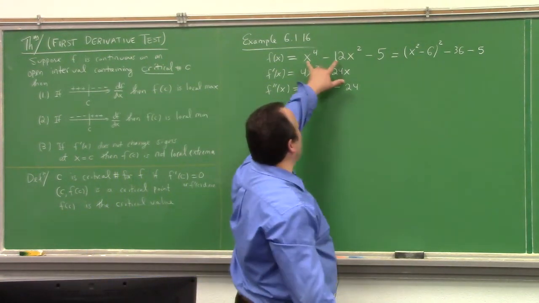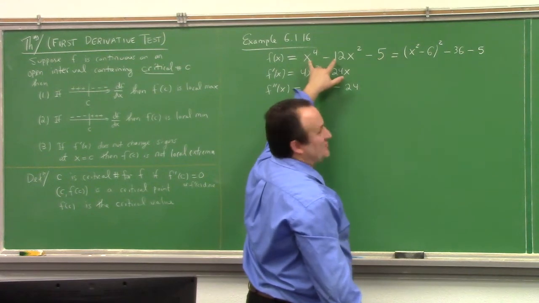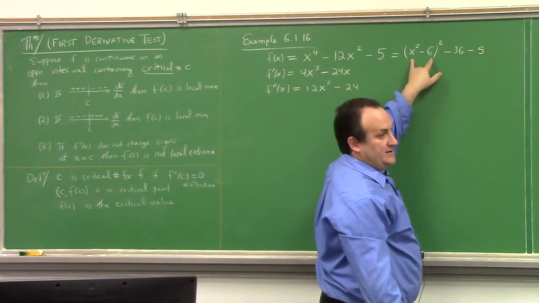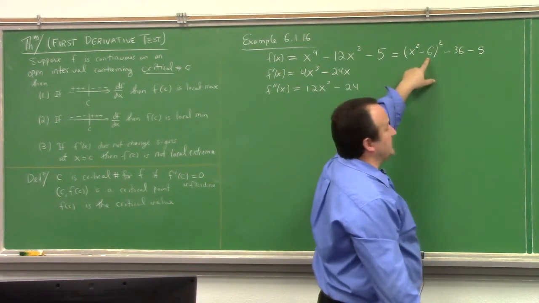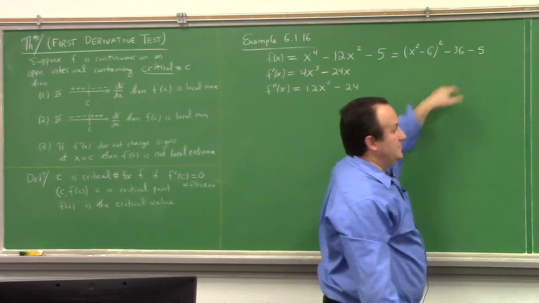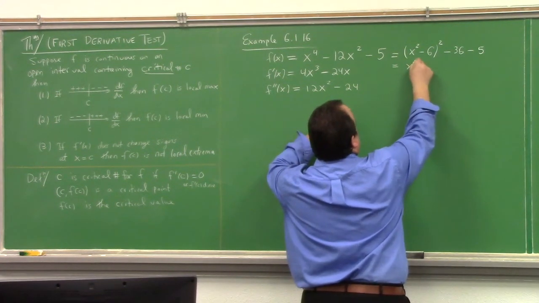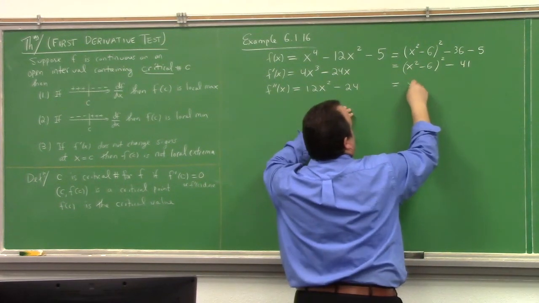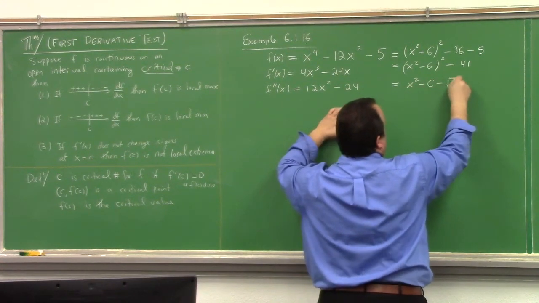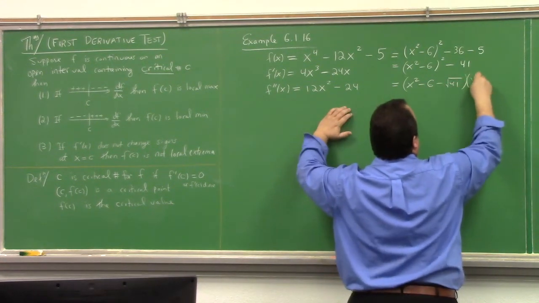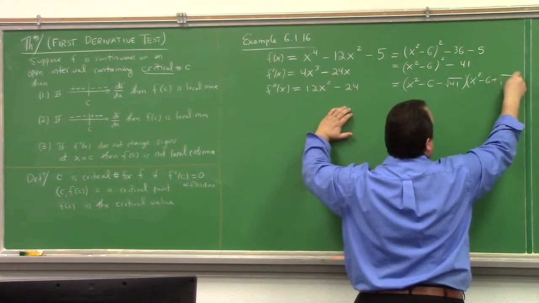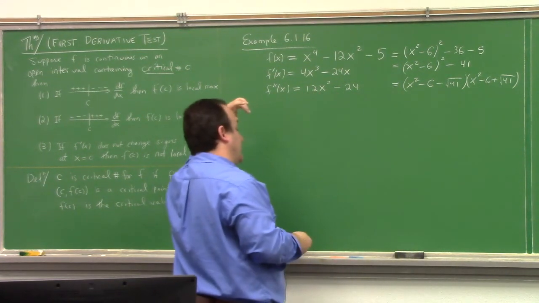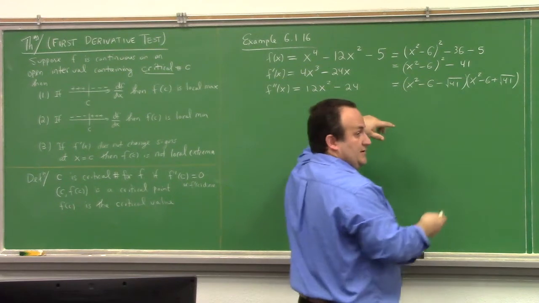So I group these two together. X squared minus 6 squared, half of 12 is 6, but there's a minus. So you square this thing out, you get x to the fourth minus 12x squared plus 36. So I subtracted 36 to be fair. And so this is x squared minus 6 squared minus 41, which is, by the way, x squared minus 6 minus the square root of 41 times x squared minus 6 plus the square root of 41. Now, the square root of 41 is a little bit bigger than 6, right? So this is irreducible.